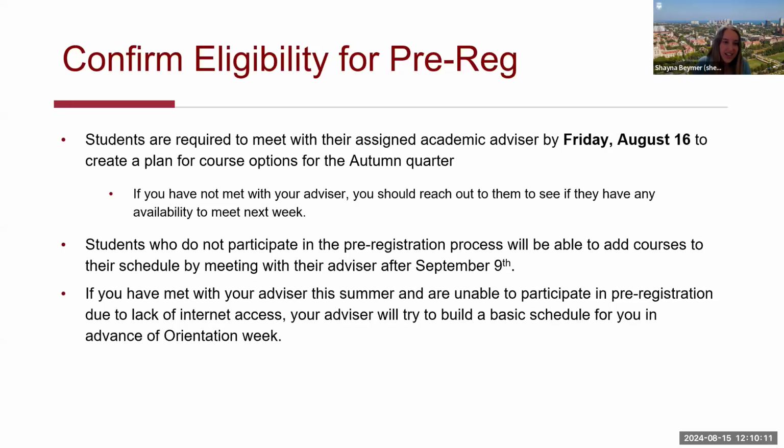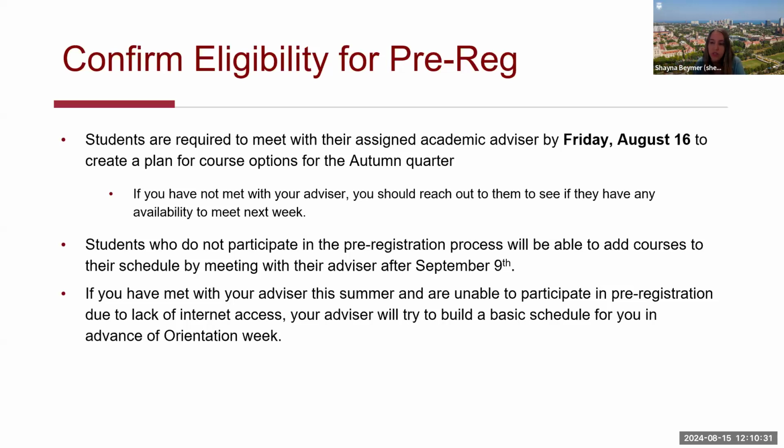Thanks, Erin. So first off, in order to participate in pre-registration, you are required to meet with your academic advisor. Ideally, you will have met with them already at least once this summer. So for everyone that did meet with their advisor, you discussed possible course options for the autumn, and you should have a plan for what you will bid on or rank as your top choices.